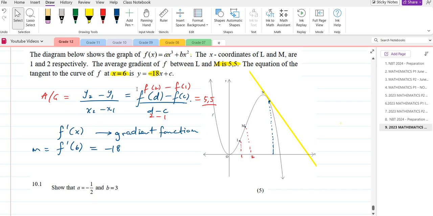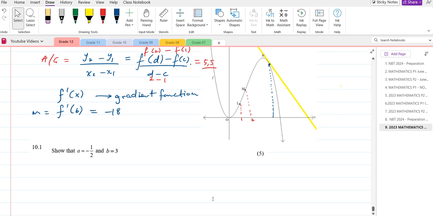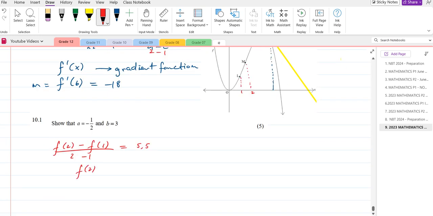So I think we have to use the average gradient somewhere, and we have to go and use the f of x somewhere. Point of contact, we got y equals 18. Right, so let's find f prime x first. Okay, from the average gradient, what we can say is that f of 2 minus f of 1 divided by 2 minus 1 is equal to 5.5. Now let's rewrite this. This is f of 2 minus f of 1 is equal to 5.5.